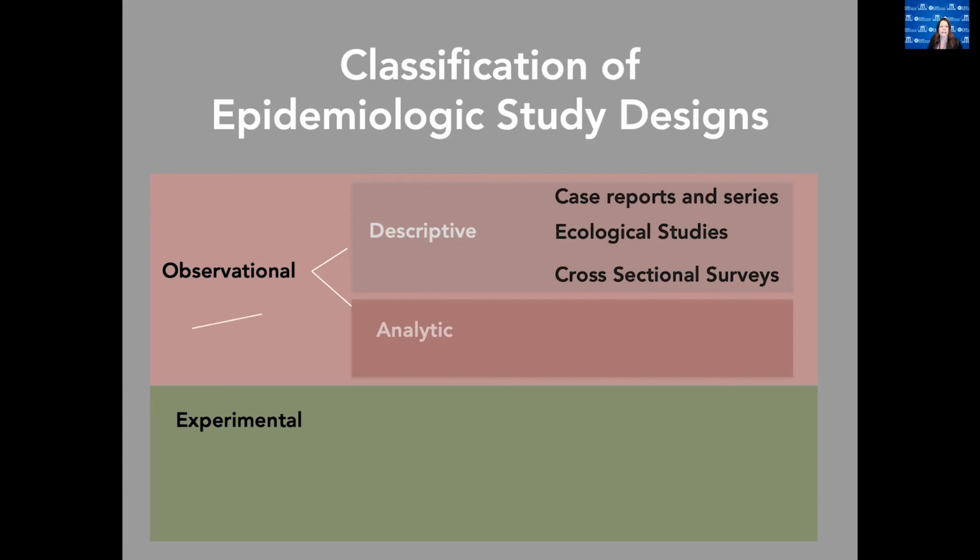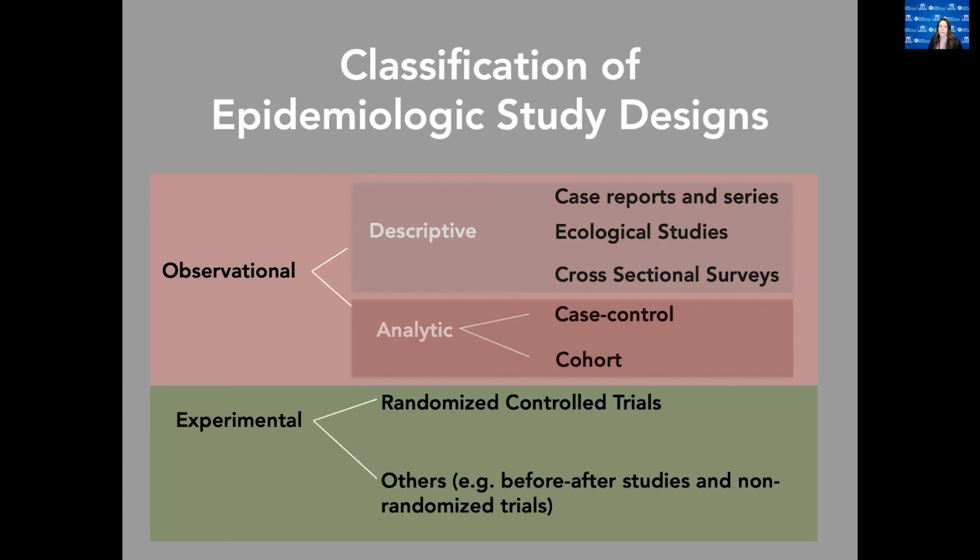And then analytic studies that are observational would be a case control study design or a cohort study design. And then we also have experimental studies, and that includes randomized controlled trials. It could also include community-based trials or other types of experiments, perhaps before and after studies or non-randomized trials.